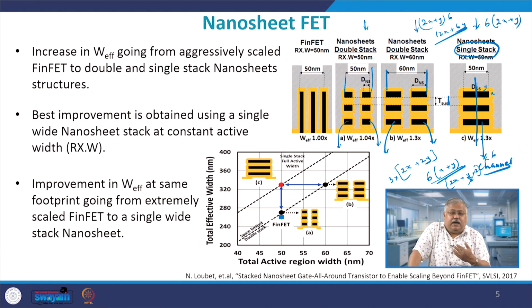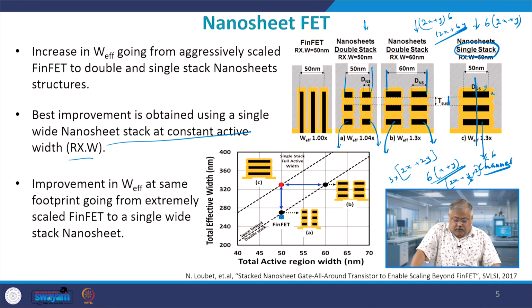There is a problem that the capacitance will increase in such a scenario because you have broken down the structure into smaller parts, right? And that is the reason just breaking it down into multiple smaller stacks is not a good idea. Now the best improvement what people have seen, keeping both the capacitance and the on current into consideration, is when you use a single wide nanosheet stack, right, and constant active width of Rx into W.